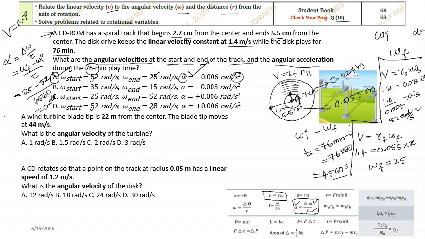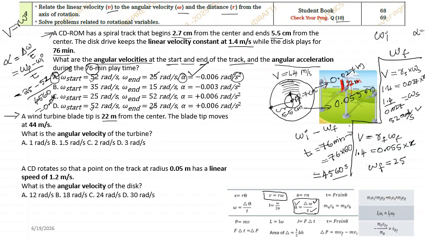Now look at the next question. I think it's a small question. A wind turbine blade tip is 22 meters long. So here you can see this is a wind turbine. It is 22 meters long. I'll use another color to avoid the confusion. So the wind turbine is 22 meters long, which means that is the radius from the center.